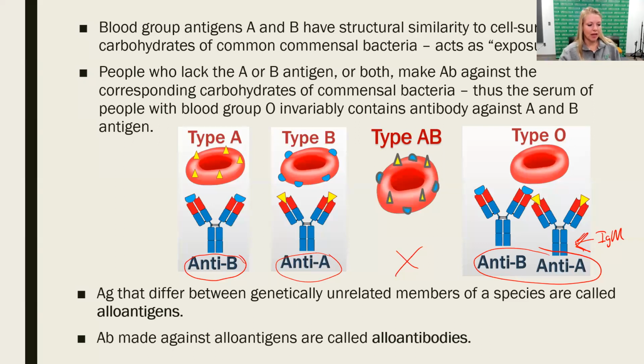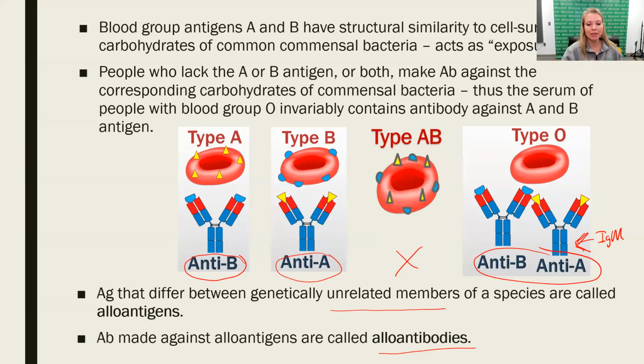Now, the antigens that differ between genetically unrelated members of a species, so from human to human, are going to be called alloantigens. We might introduce that on that first slide. And then this was that word that I said, alloantibodies. If somebody is exposed to an antigen that is different, or an alloantigen, then they can mount alloantibodies, different, non-self antibodies is essentially what that means.